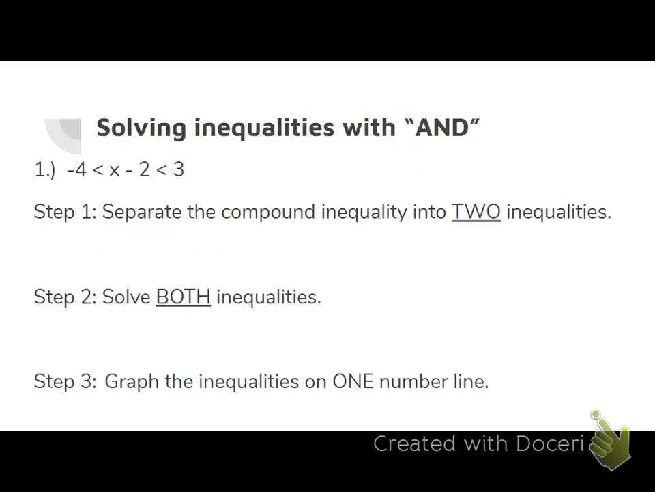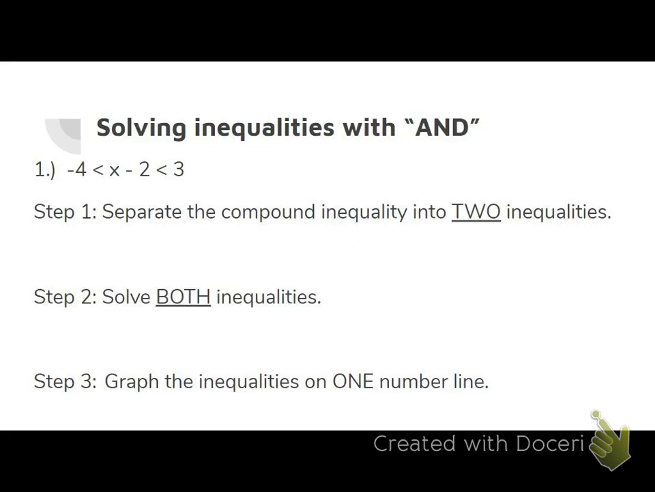Here we're going to see some steps of solving inequalities with and. Sometimes you won't see the word and written. We'll just have a double inequality. So we'll have two inequality symbols written. So this is example 1. You don't necessarily need to write the steps unless that helps you, but that's going to guide us through this problem.